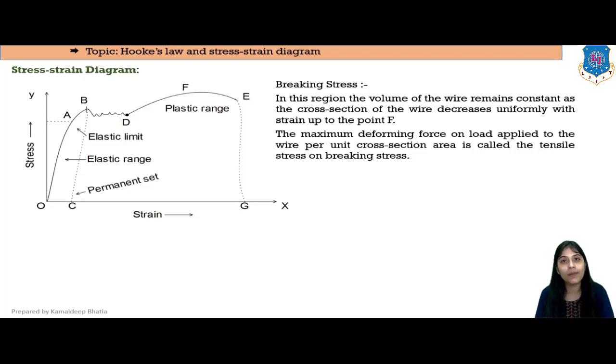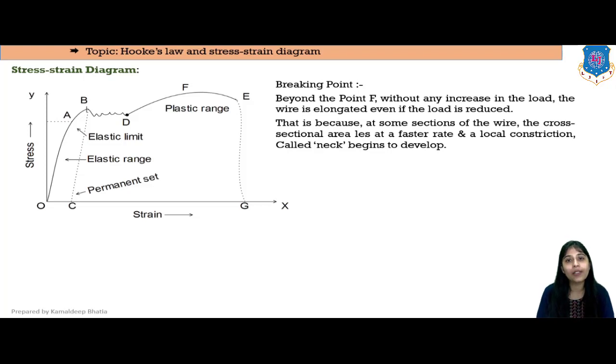So the maximum deforming force or the load applied to the body per its original cross section area is known as the ultimate strength or tensile strength, or sometimes it is also known as breaking stress. Then after this point, without any increase in the load, the wire is elongated. Even if the load is reduced, the wire behaves as if it is flowing down. This is because at some sections of the wire, the cross-sectional area starts decreasing at a faster rate and a local constriction called neck or waist begins to develop.